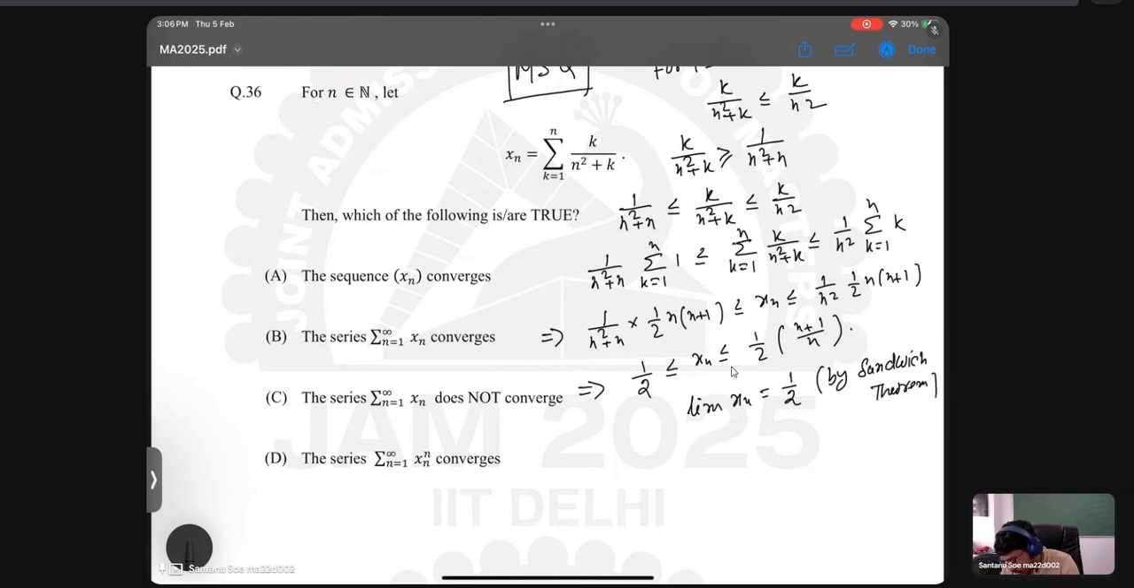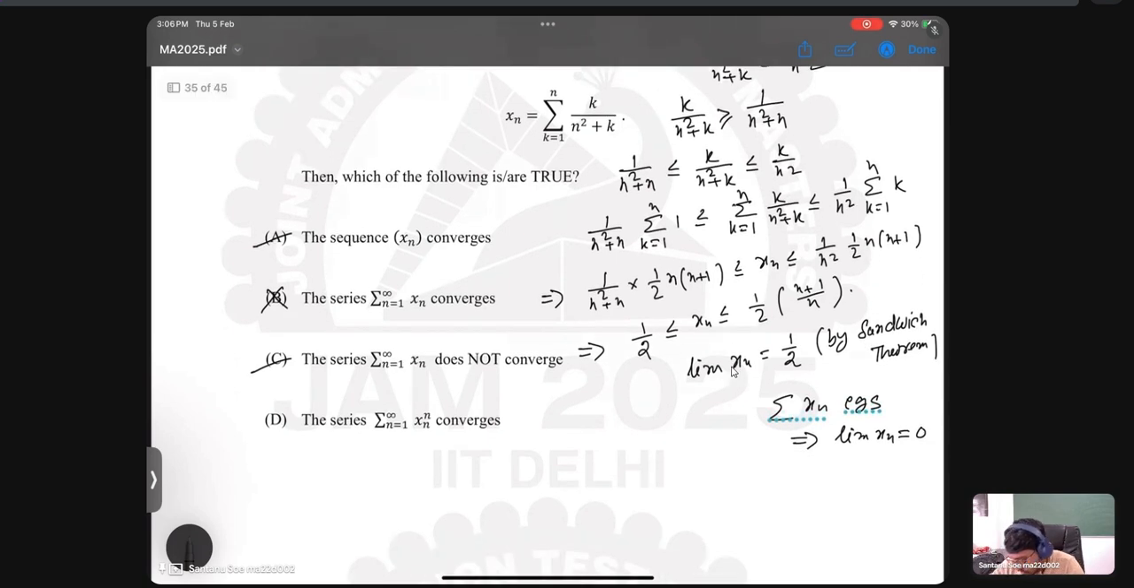From here we can see that option 1 is true because the sequence x_n is converging. And since we know that if the series x_n converges, it implies that limit x_n is 0. But here limit x_n is non-zero because limit x_n is half, so summation x_n does not converge, right? So option B is false.